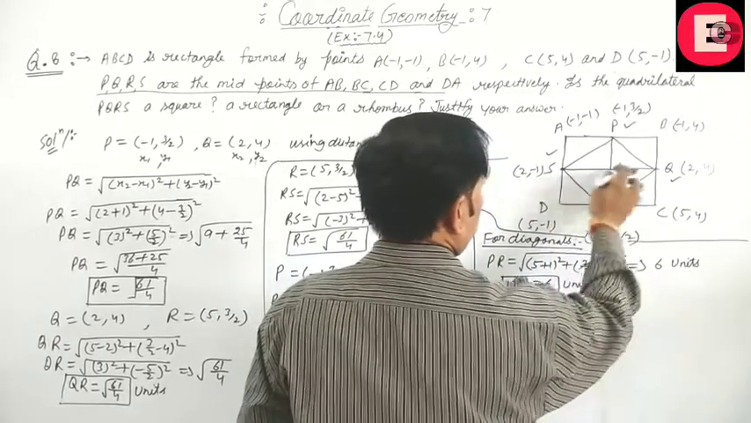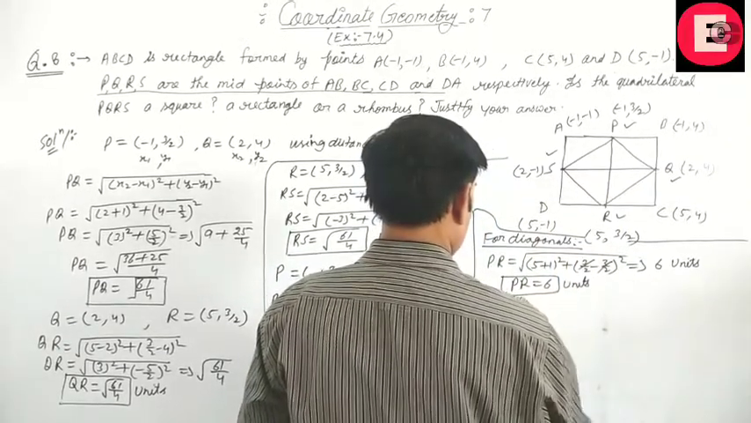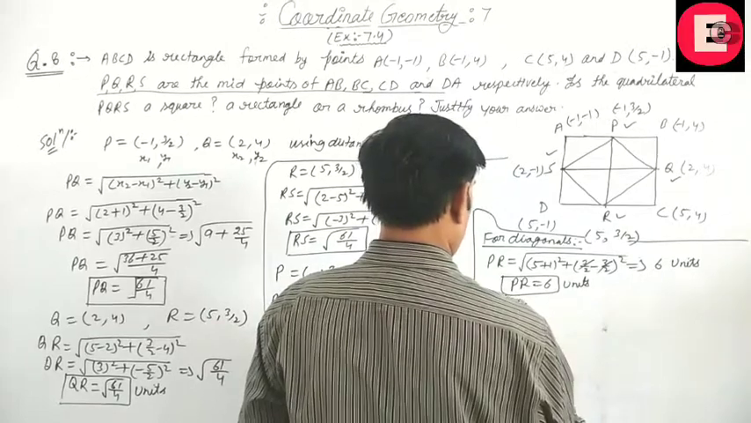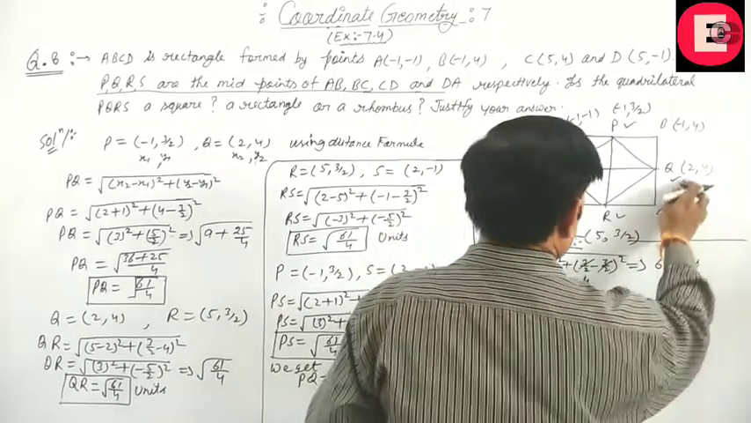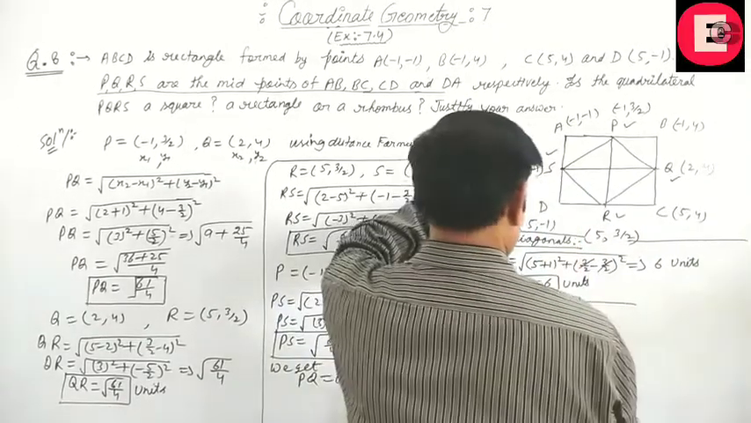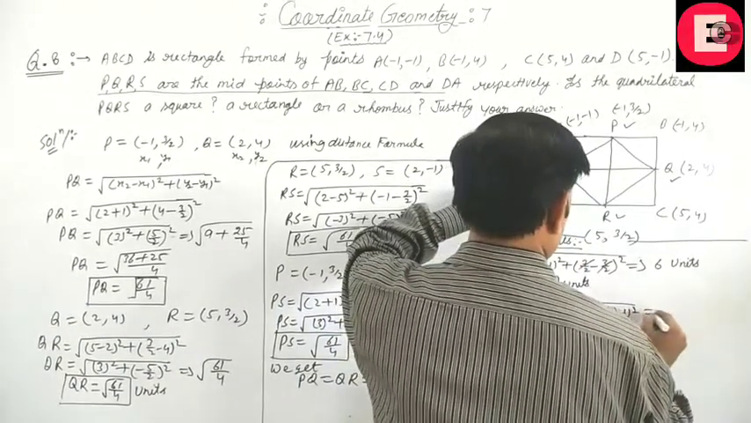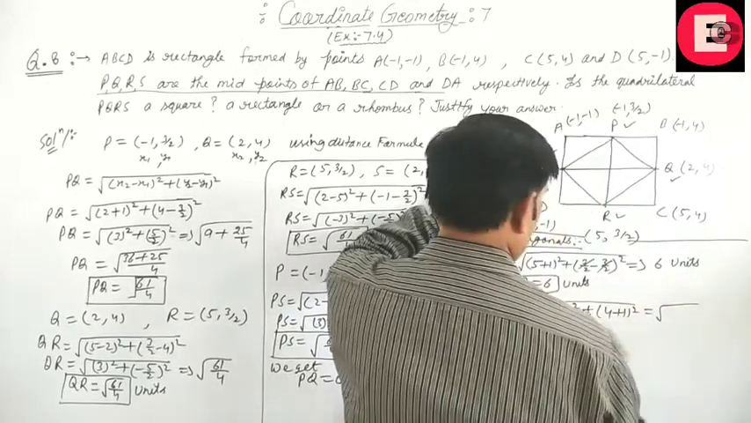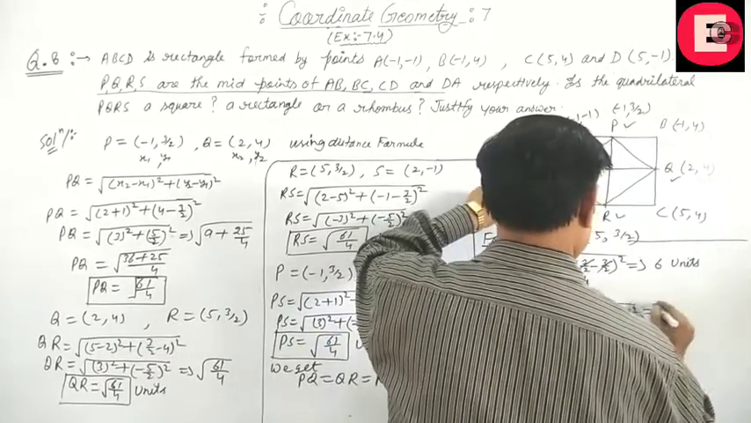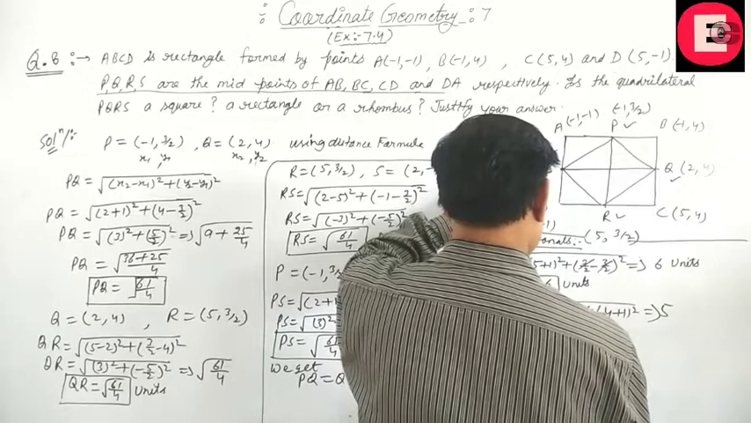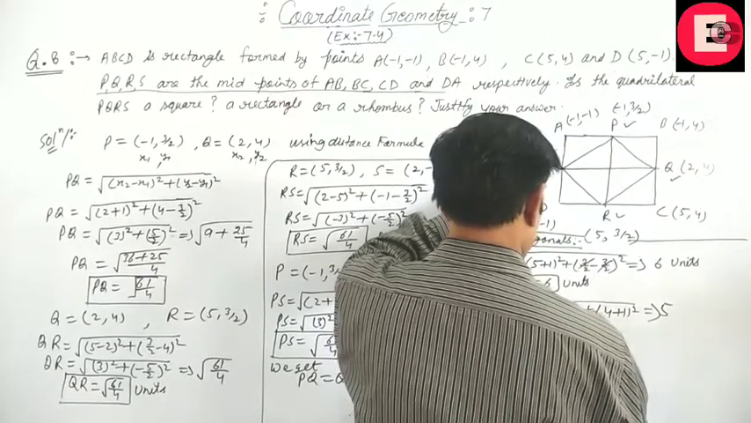Now for QS, it is Q and S. So (2 minus 2) squared plus (4 plus 1) squared, which is equal to, this will be cancelled. So it is 5 and QS is equal to 5 units.